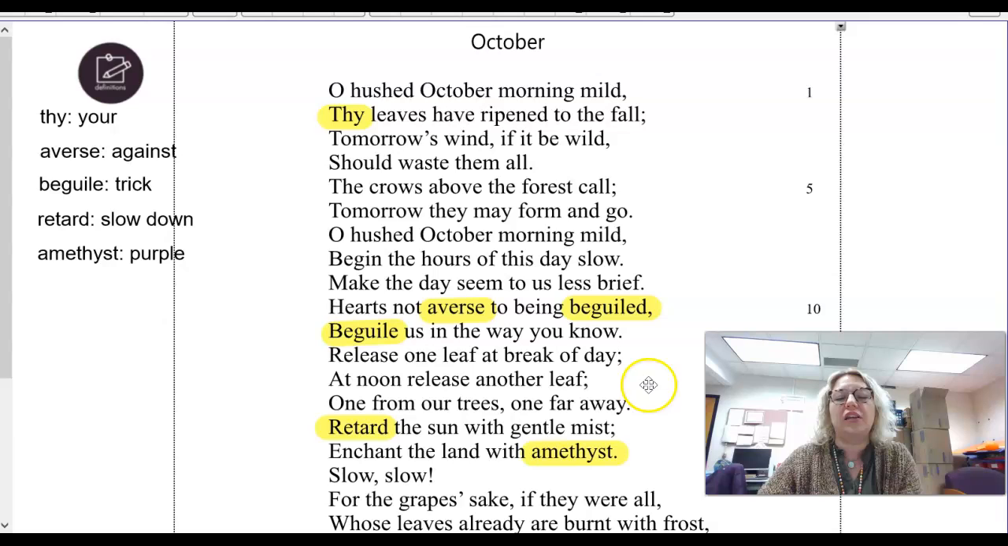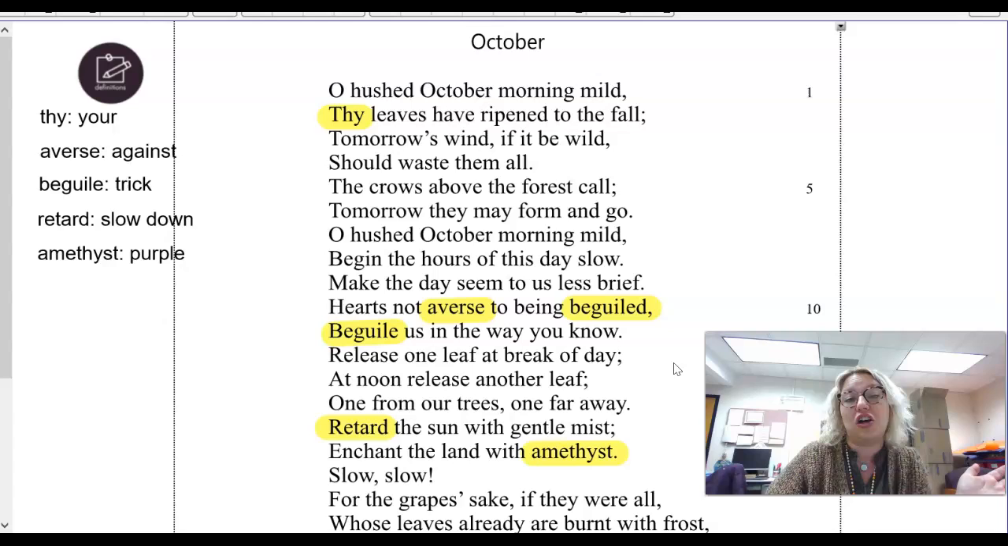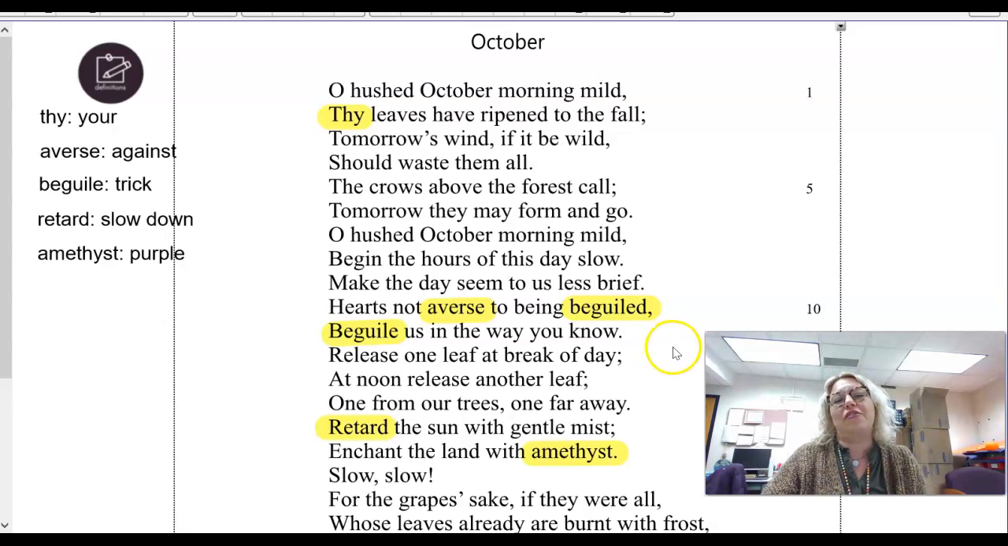Release one leaf at break of day, at noon release another leaf, one from our trees, one far away. Slow down the sun with gentle mist, enchant the land with purple. So slow down time, make the sunset, that purple color in the sky, last longer. We know this can't really be done, but we're not against being tricked, we humans. So trick us now, because we don't want winter to come.